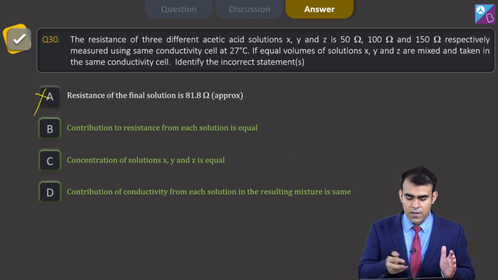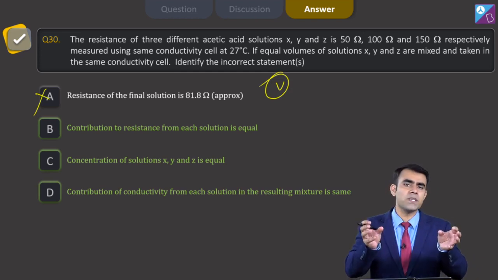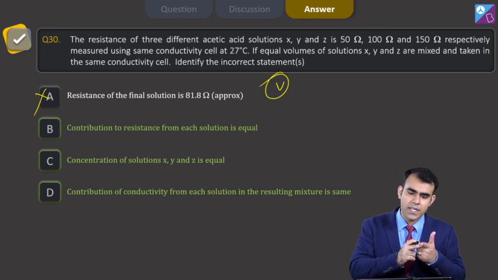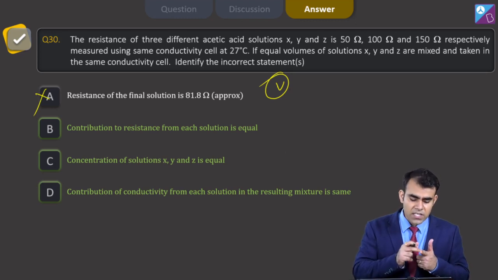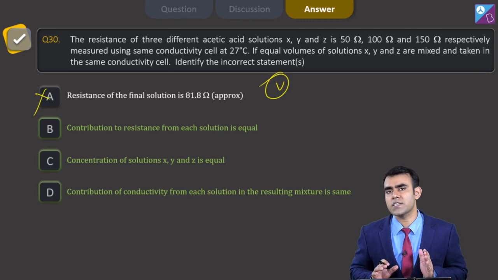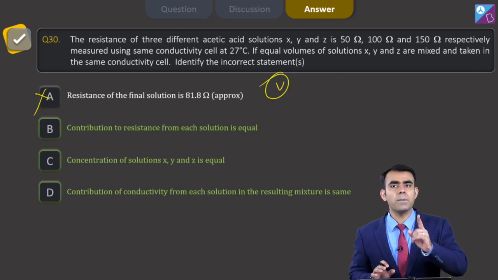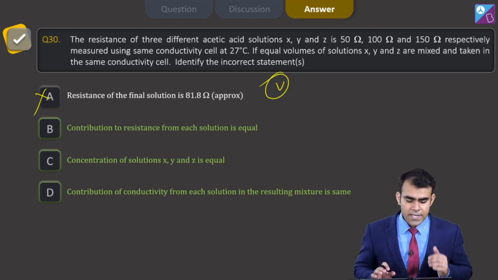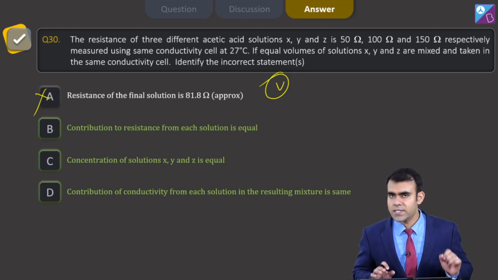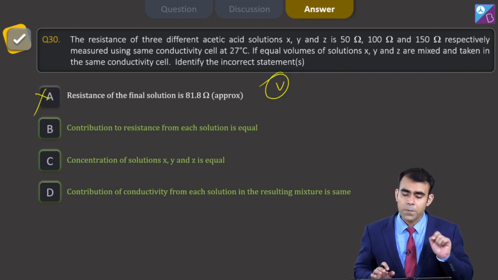No, again, because the volume is the same, and as the contribution of volume is the same, the cell constant is the same. If the resistances are different, it means the number of ions in the solution is different, and if the number of ions in solution is different, it means the concentration of acetic acid there is different. So yes, this statement is also incorrect, but it will be in the option.